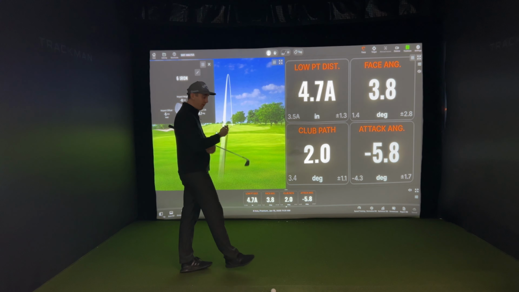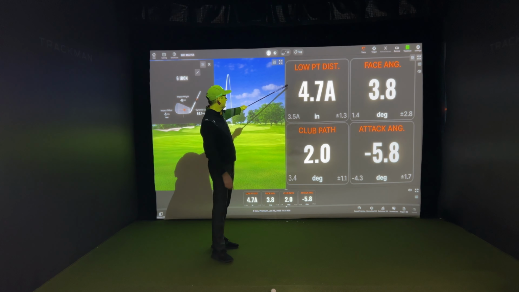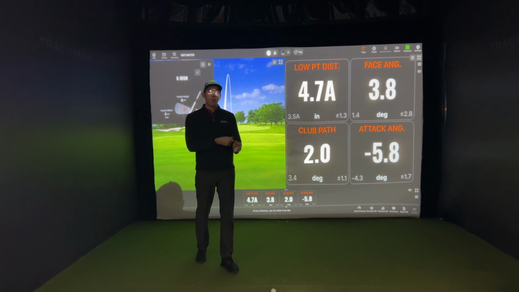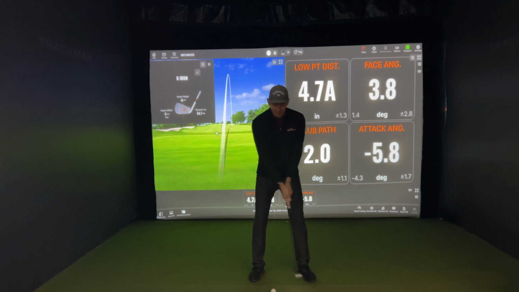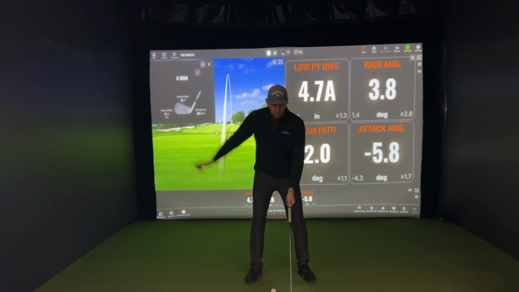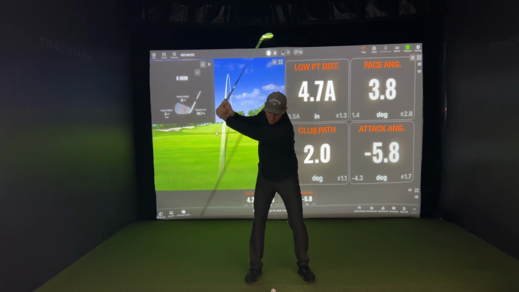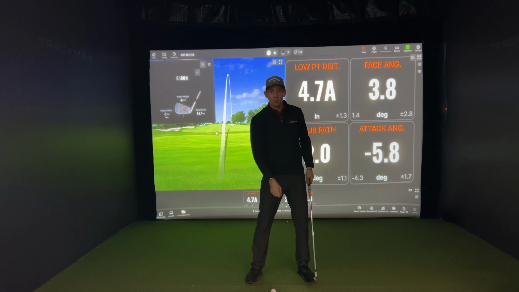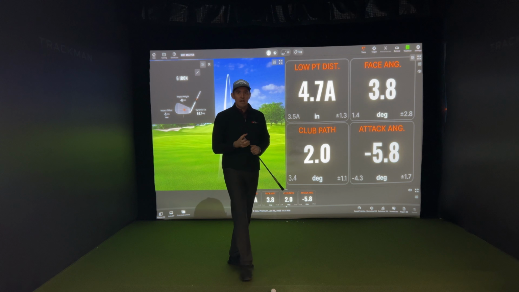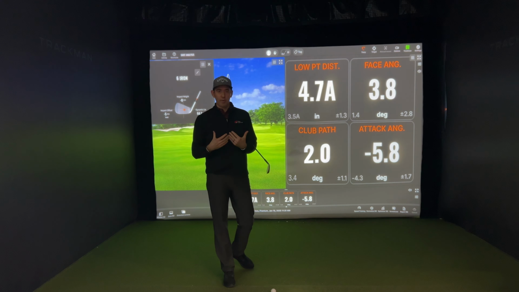That second data point is low point. And low point, if we think of it, if you're watching a golf swing from face on, that golf club is essentially working in a circle. And along that circle, there is a low point. There is a spot in that circle where the club bottoms out, and that number is called low point.